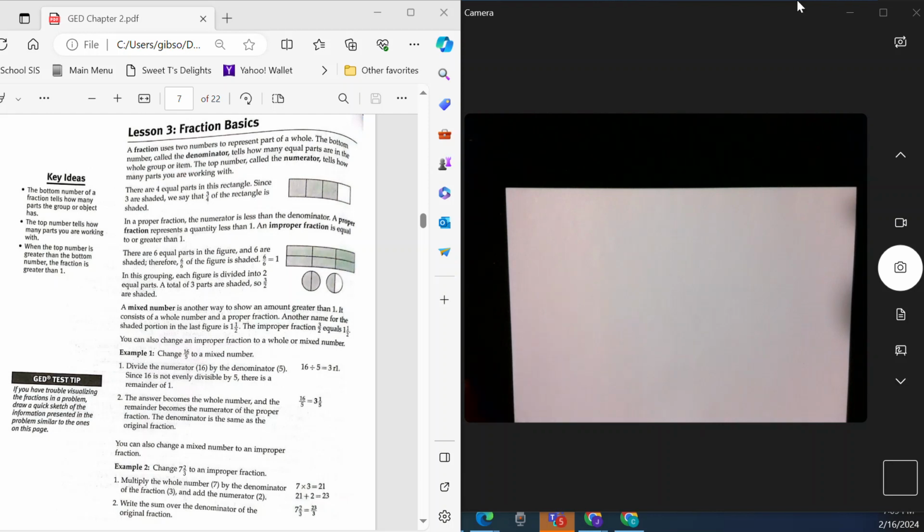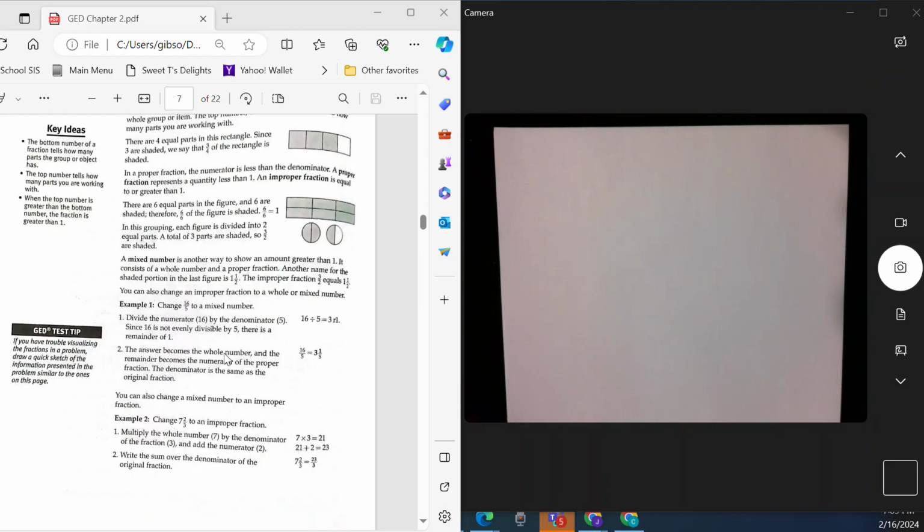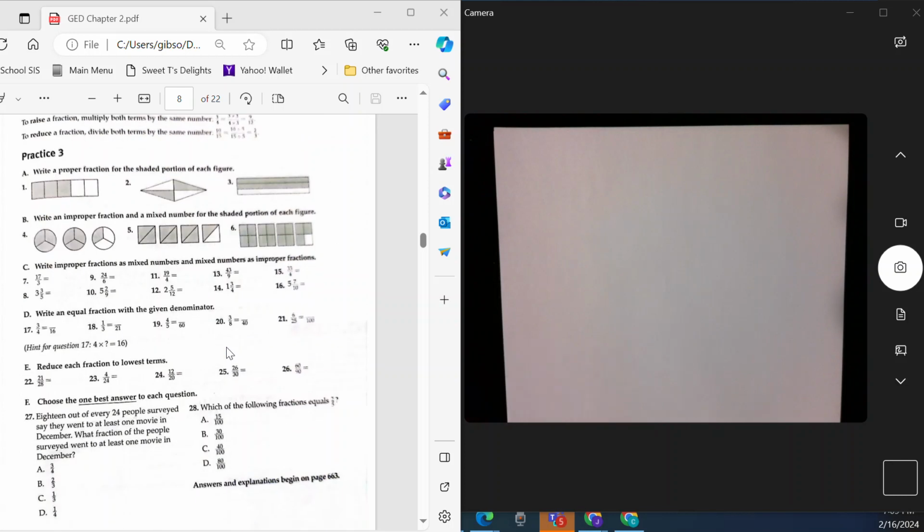Okay, class, we're about to start lesson 3, and this is fraction basics. I'm going to jump over to the problem set, and I will explain how to do the fractions as we go through the problem set. It says, practice 3A, write a proper fraction for the shaded portion of each figure.